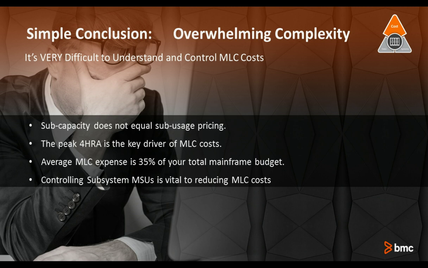So you can see over time as you start looking at this, this gets a little bit complicated. It gets a little bit overwhelming regarding what is my peak? What's the rolling 4-hour average? What products do I have running in what environment? Particularly as your MLC expenses are about 30 to 35% of the mainframe budget, I need to find a way to control the overall rolling 4-hour average peak, as well as controlling the subsystem MSUs in an effort to reduce the overall MLC cost.